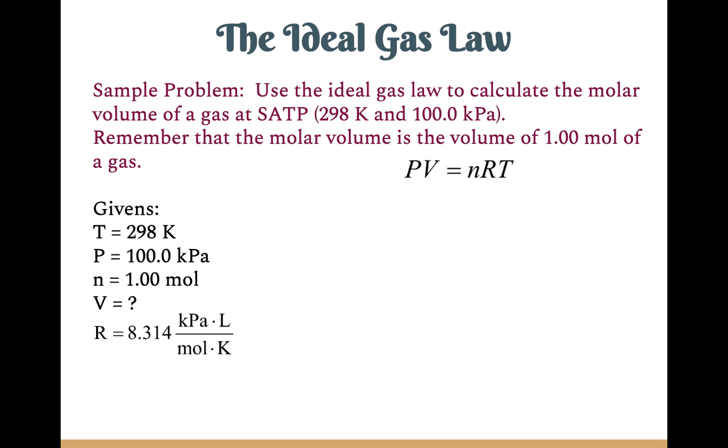So then we're just going to use the ideal gas law, PV equals nRT. We're trying to find V. So we rearrange that to isolate V. It is equal to nRT divided by P.